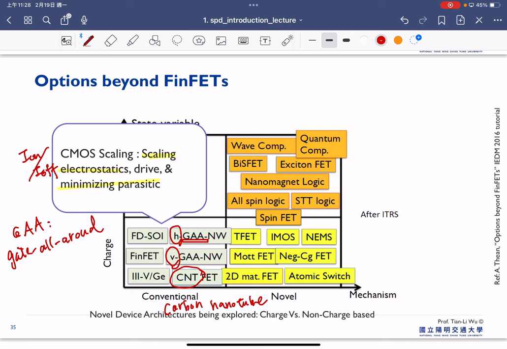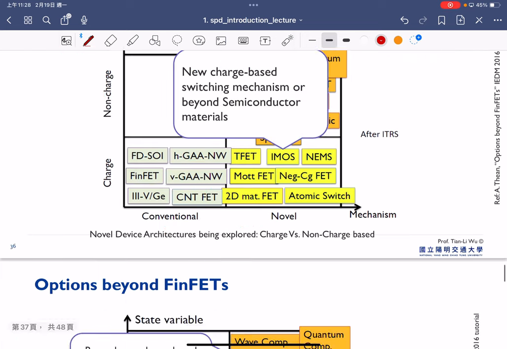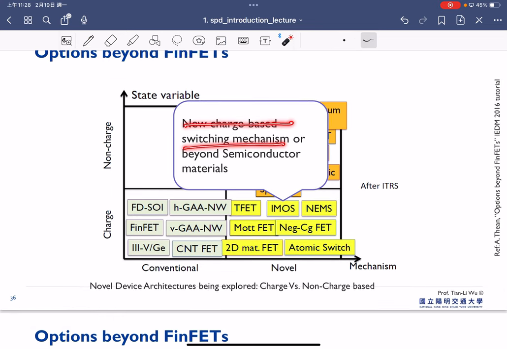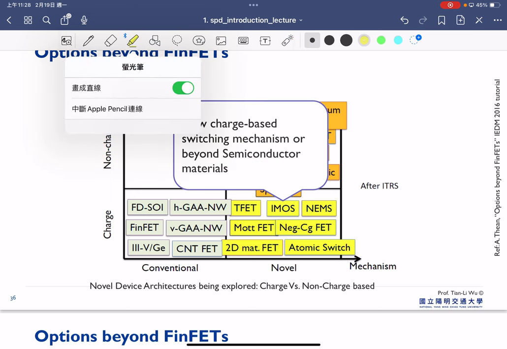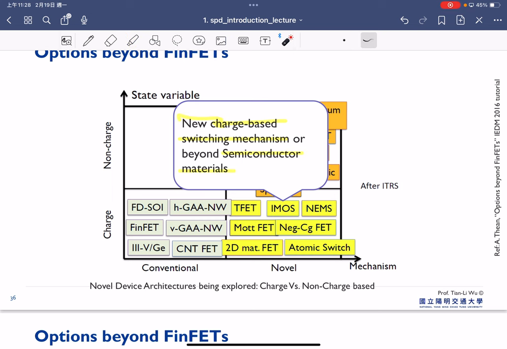This still follows conventional CMOS scaling, but we are trying to have different device structures. And there are new charge-based switching mechanisms and materials beyond semiconductors. For example, this one is also very famous, the tunneling FET. We also have the 2D material FET, and the negative capacitance FET. Negative capacitance is based on ferroelectric material. These are new switching mechanisms that are potentially promising beyond the FinFET.